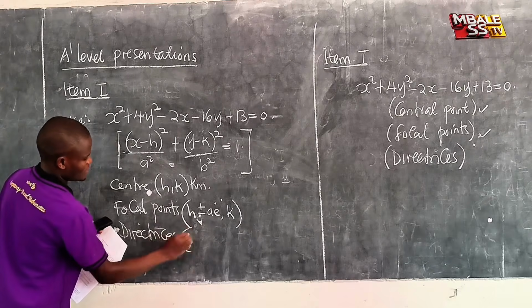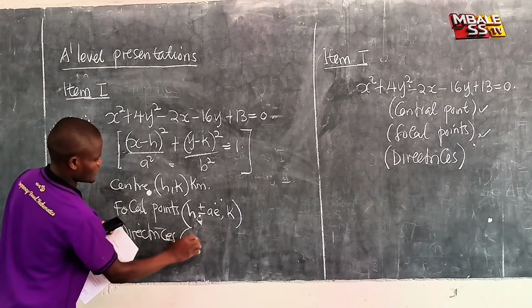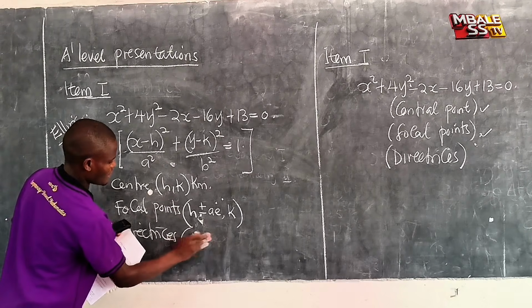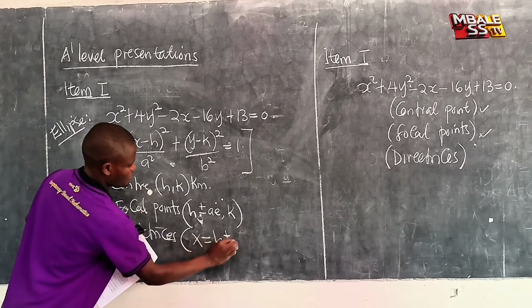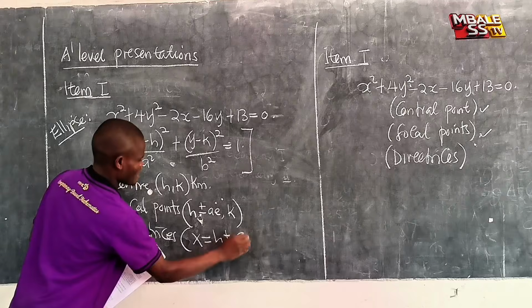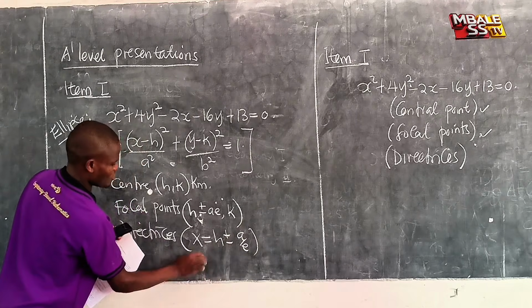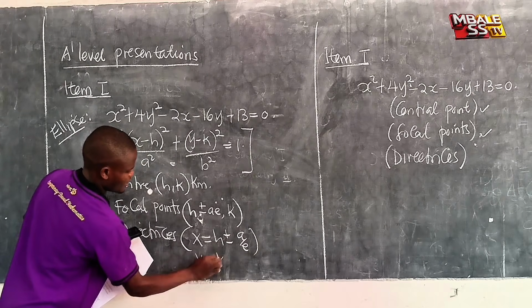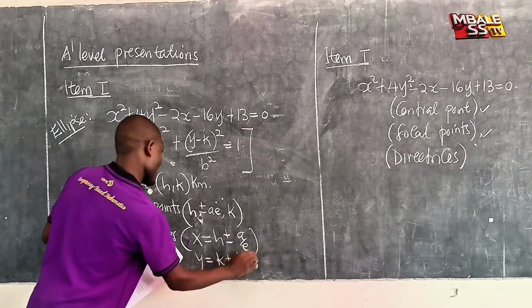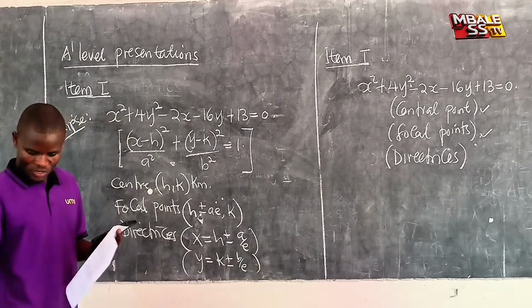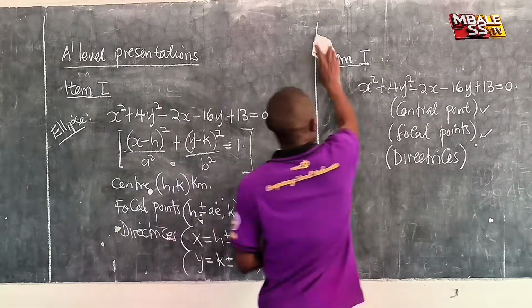So for the directrices, we are going to have the equations. If it is a horizontal one, then the equation will be x equals h plus or minus a divided by e. And if it is a vertical one, then y is equal to k plus or minus b divided by e. So we can now go into this, using that equation.